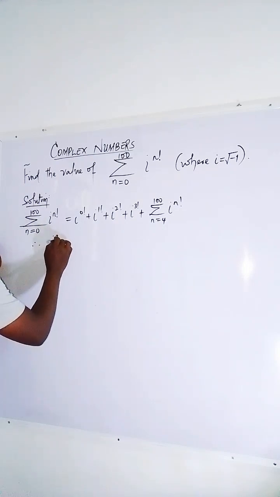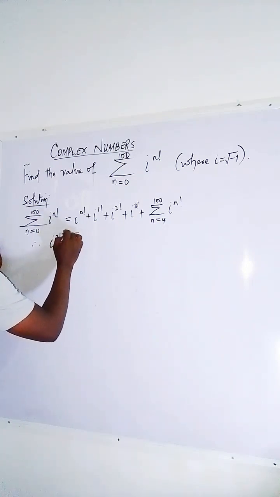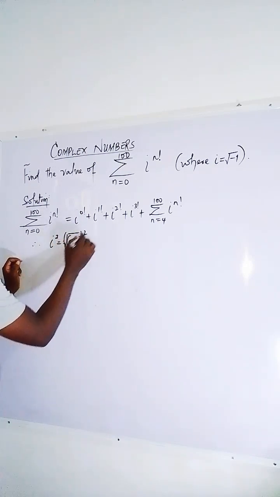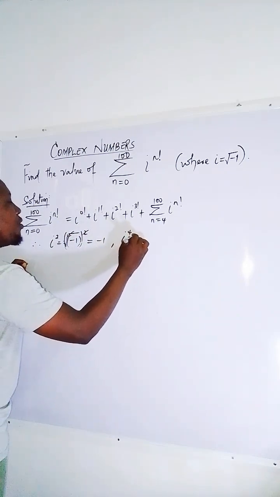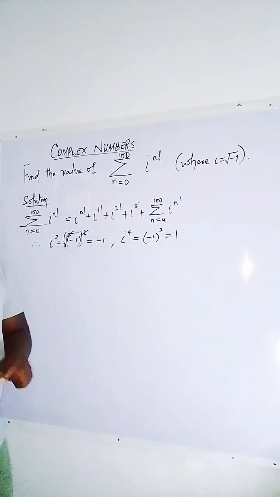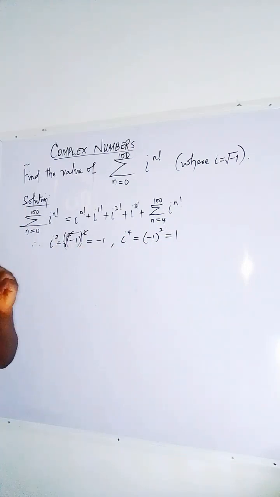i to the power of 2 is equal to -1, right? If we are going to solve this, we have -1 squared. So that means that i to the power of 4 will be (-1) squared. So it is certain that i to the power of any multiple of 4 is 1.